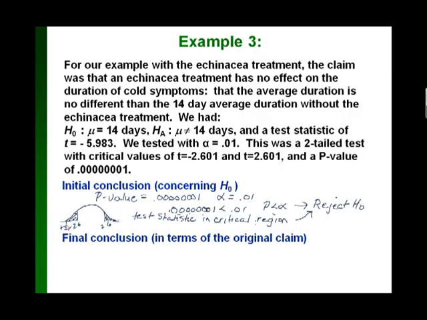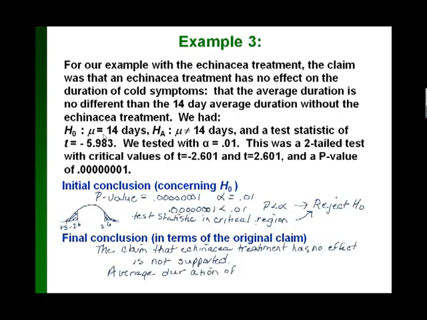Well, in this case, if we're rejecting the null hypothesis, that means that we're not supporting the claim, because the claim was the null hypothesis. So in other words, the evidence is pointing to the fact that the echinacea treatment might actually have some effect. So the average duration of the symptoms is different than 14 days. Now, one thing about this, it doesn't actually tell us whether the duration is shorter than 14 days or longer than 14 days if all we have is the conclusion of our test.